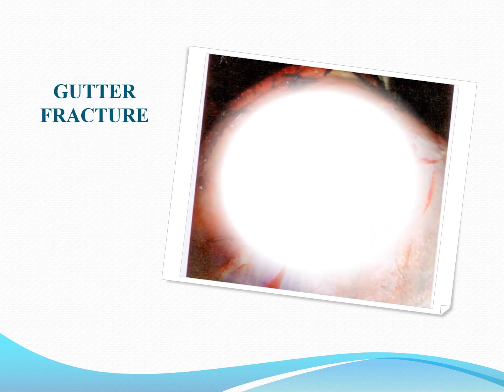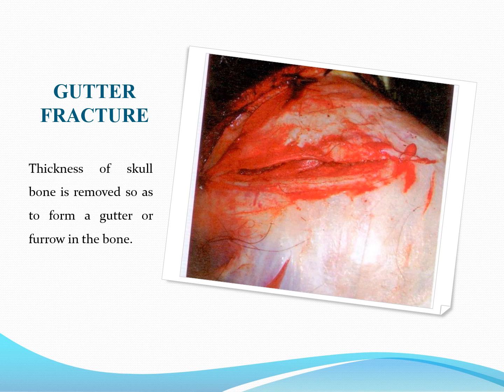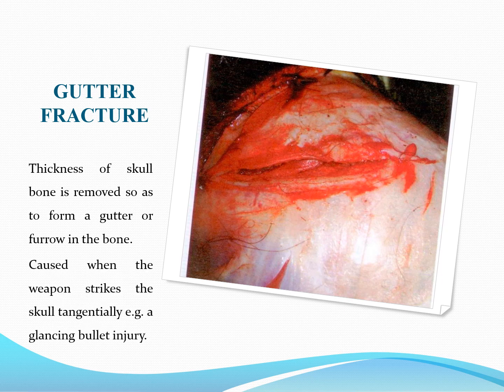Gutter fracture. In this type of fracture, some portion of the thickness of the skull bone is removed, forming a gutter or furrow in the bone. It usually occurs when the weapon strikes the skull tangentially. For example, it is seen in case of a glancing bullet injury.